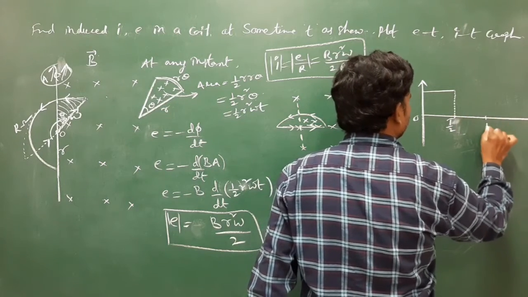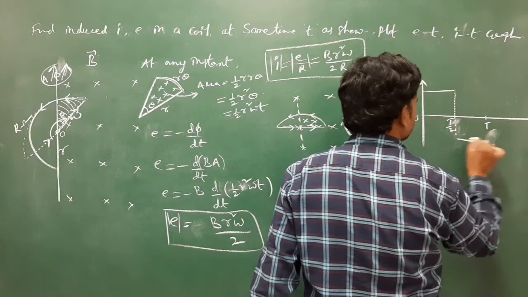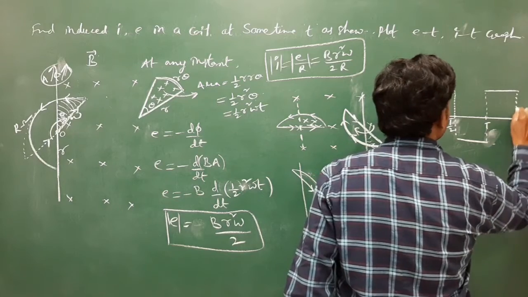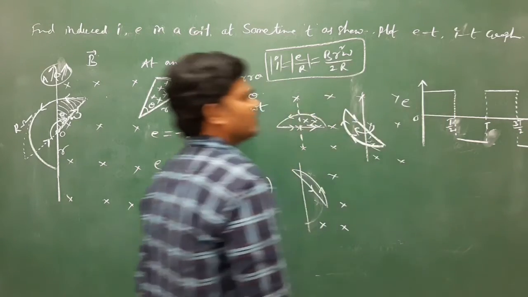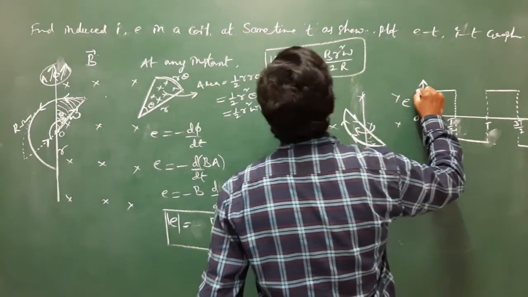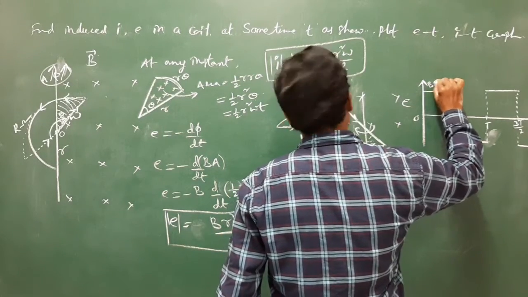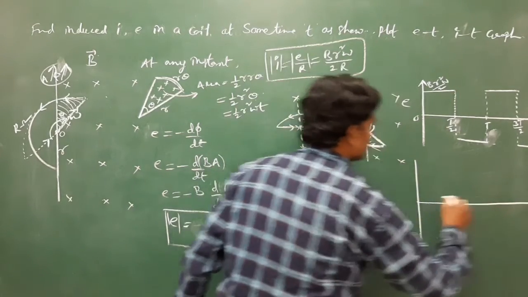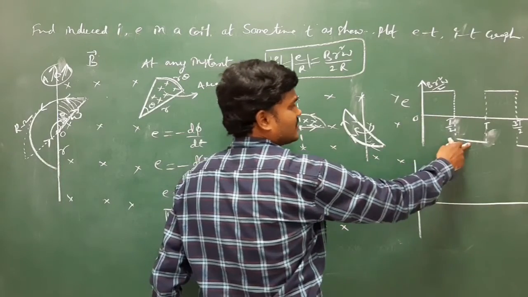Next, T by 2 to T, EMF is like this. Next, T to 3T by 2, you will get a graph like this. In the same manner, this will give maximum EMF, nothing but B R square omega by 2. In the same manner, you will get the current also the same. See, I am taking anti-clockwise as positive in a graph, clockwise as negative.